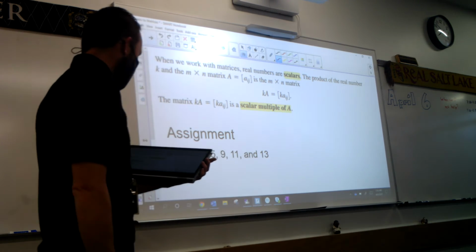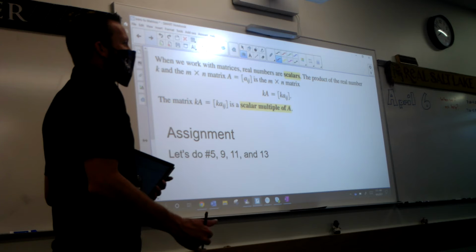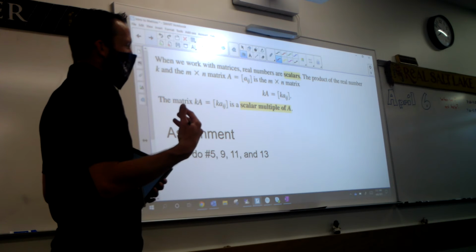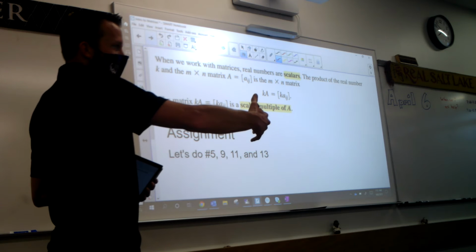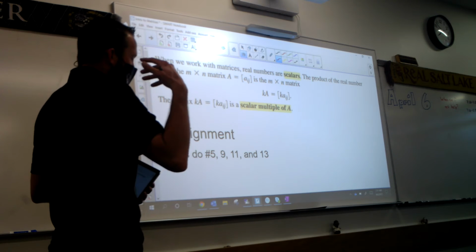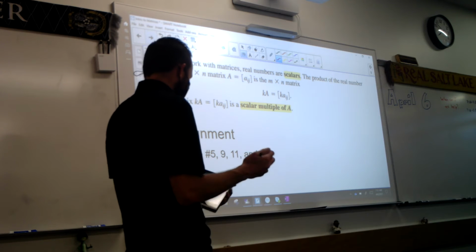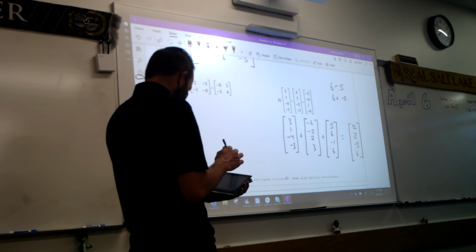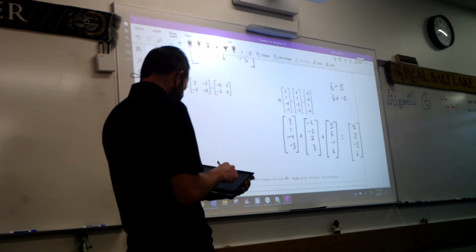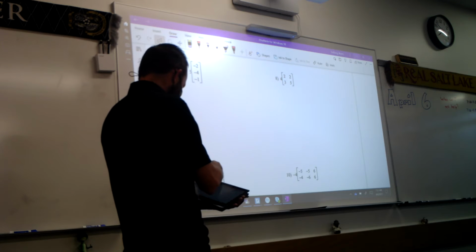We're going to talk about what's called scalar multiplication. That's when you're just being multiplied by a scalar, which could be a number. We kind of already did this with distributing the negative, right? It just means you multiply everything in the matrix by a negative. Now we're going to multiply it by a number, okay? And it's actually really easy. Let's look at 5, 9, 11, and 13. So going back to your assignment, I didn't mean 5. Let's do 7, 9, 11, 13.